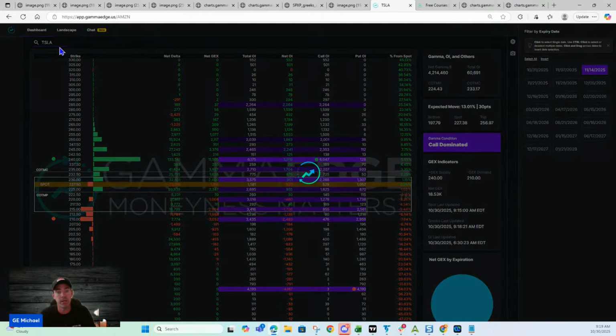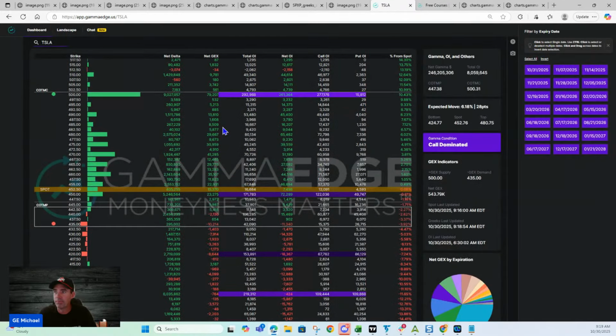Tesla. Any change? Probably not. No, 500 still the key area to the upside. PGEX speculation all the way up. Transition area there.